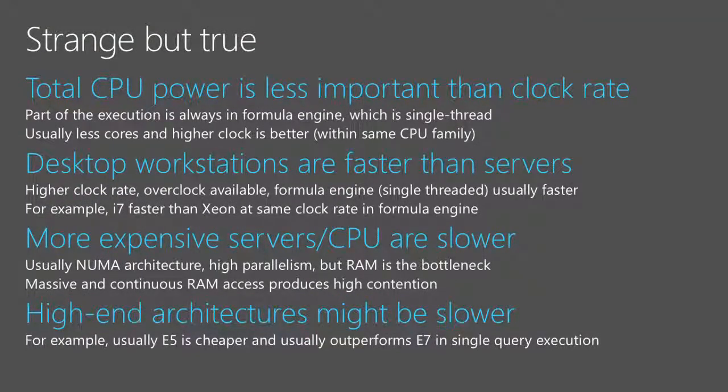So when you buy a server, usually the vendor will give you a number which is the sum of the processing power of all the cores. Unfortunately, for Tabular, this is not so important. The clock rate is much more important because a few operations are single-threaded, and so the clock rate is fundamental, especially for the formula engine-bound problems.